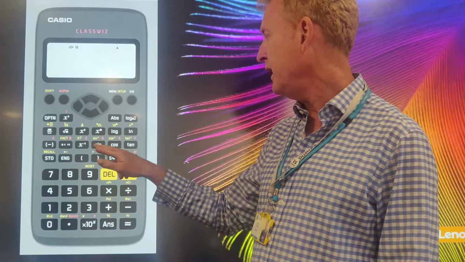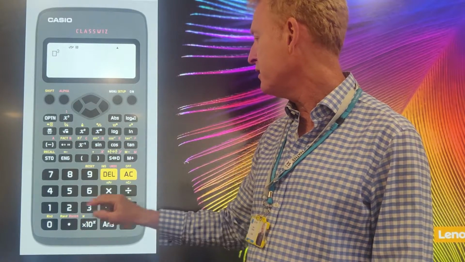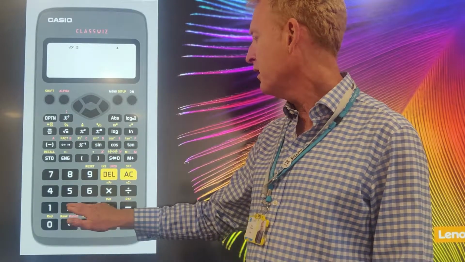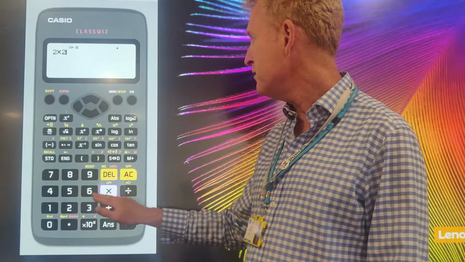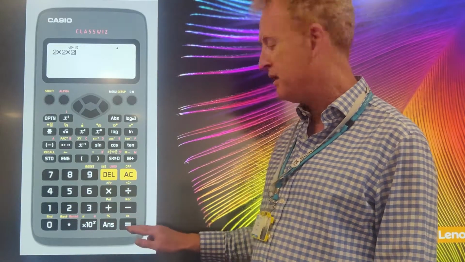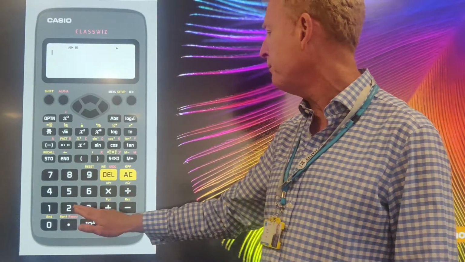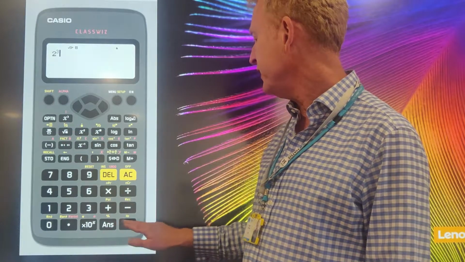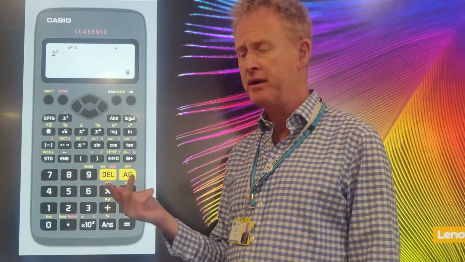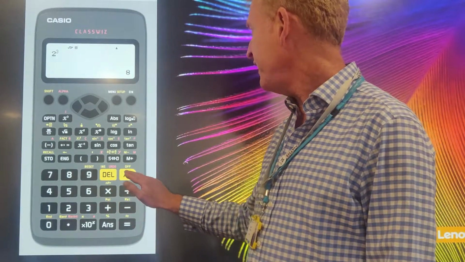You've also got a cubed button up here, so if I just go 2 times 2 times 2, that's basically going to give me, well 2 times 2 is obviously 4, and 2 times 4 is 8. If I use this button up here, 2 to the power of 3, that's going to give me the same answer. That's 2 times 2 times 2, 2 multiplied by itself 3 times. Now that could keep going.